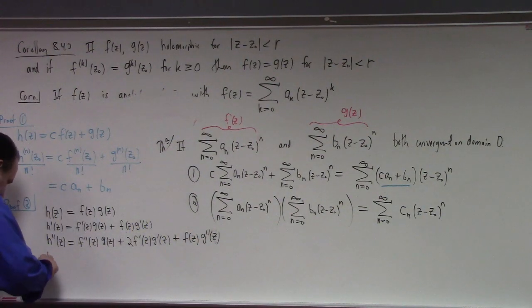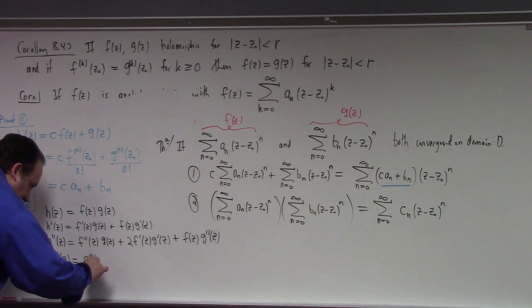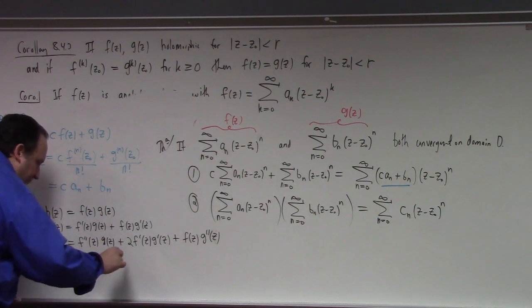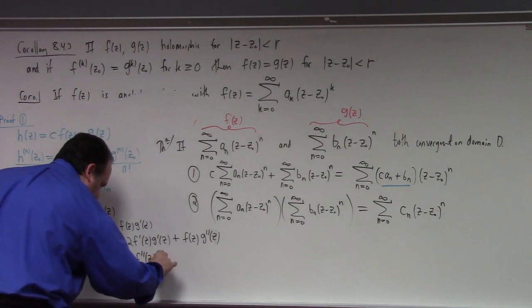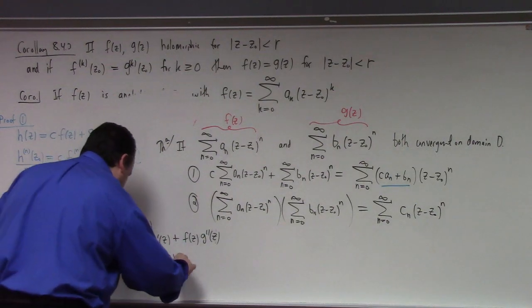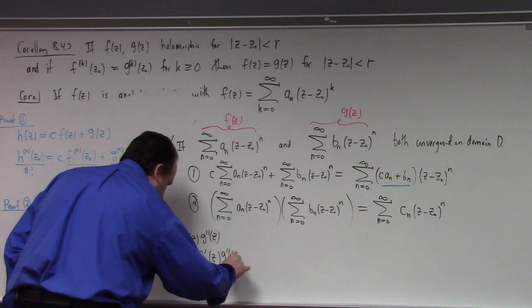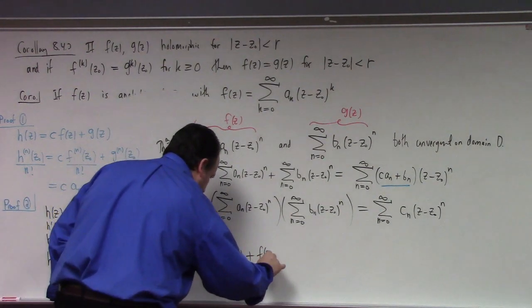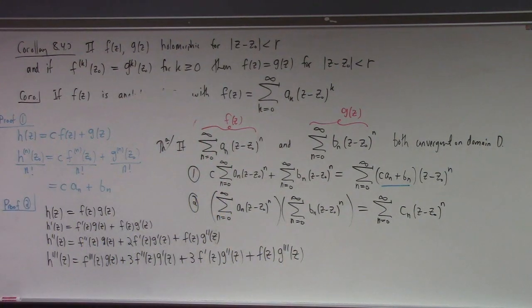And a third time, h triple prime of z is f triple prime of z times g of z, plus 3 f double prime of z, g prime of z, plus 3 f prime of z, g double prime of z, plus f of z, g triple prime of z. Because, well, you guys know this. These are just the product rule for the second derivative, the product rule for the third derivative, right? You remember this from calculus?